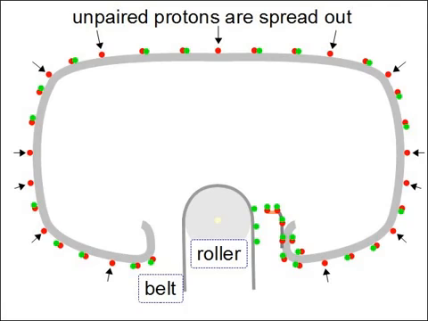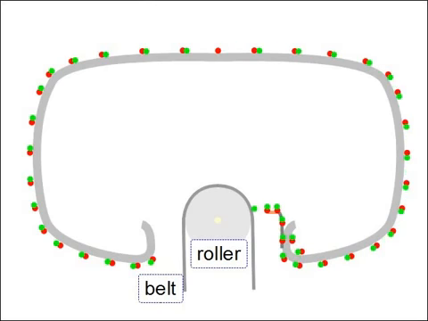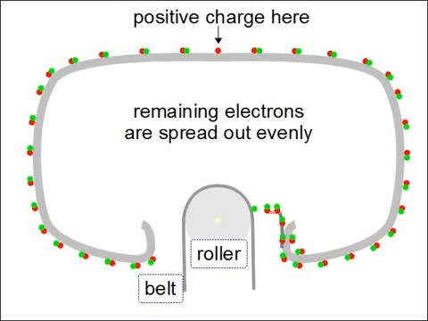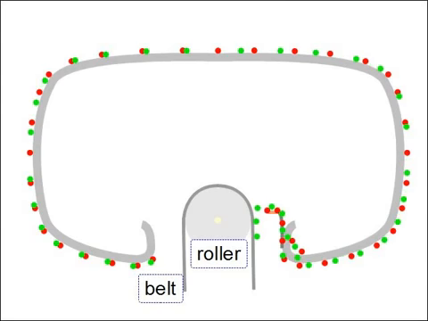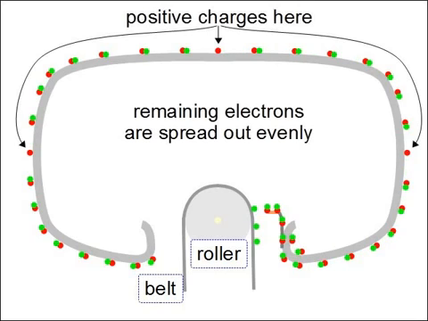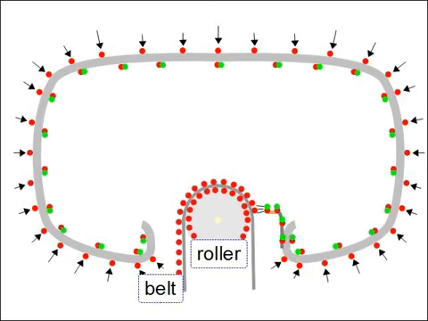The answer is they don't. As we pull electrons from the dome, the remaining electrons spread out. Notice that there are still more protons than electrons, but because the electrons spread out, that leaves the extra protons spread out too. There's still another question though.